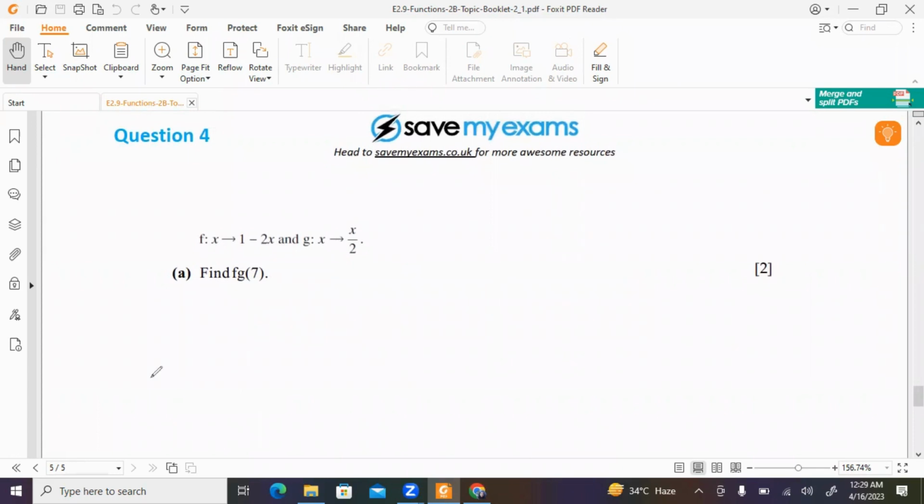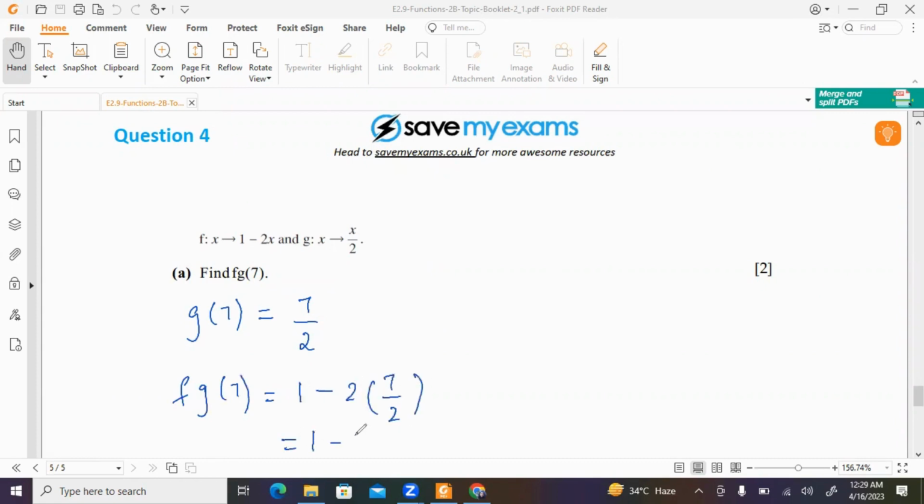So what we're going to do is first find g of 7. Just going to be 7 over 2. Then f of g of 7 is going to be 1 minus 2 times 7 over 2, which is 1 minus 7 equals to negative 6.